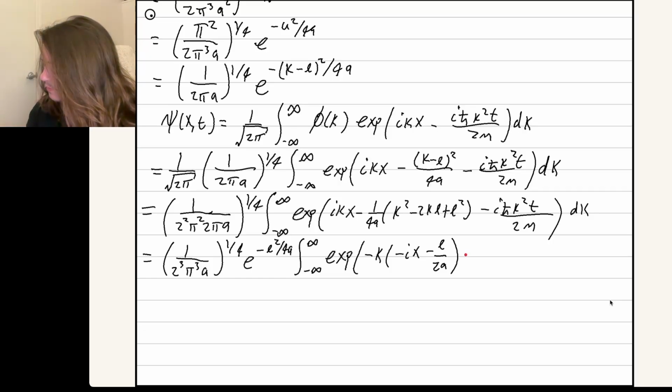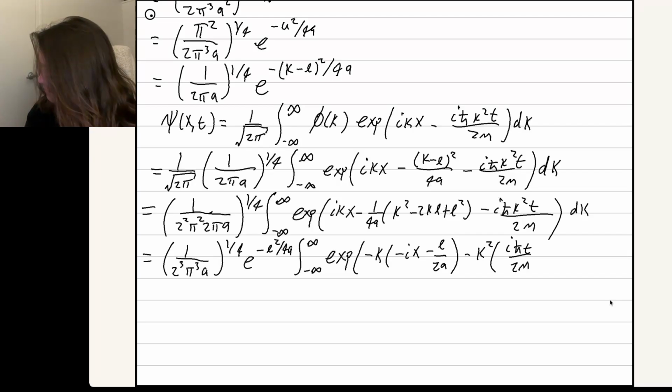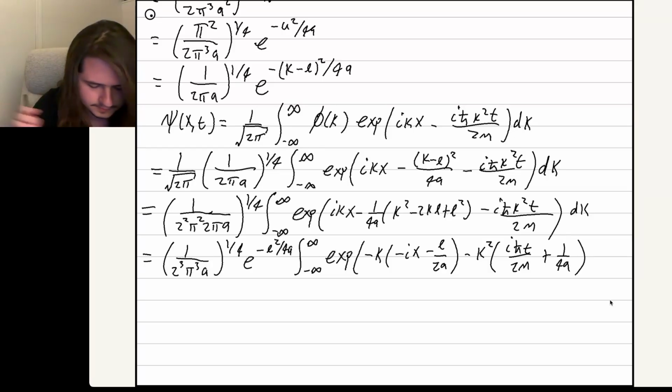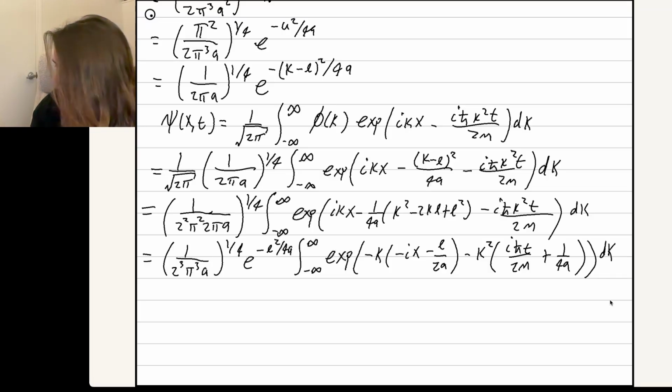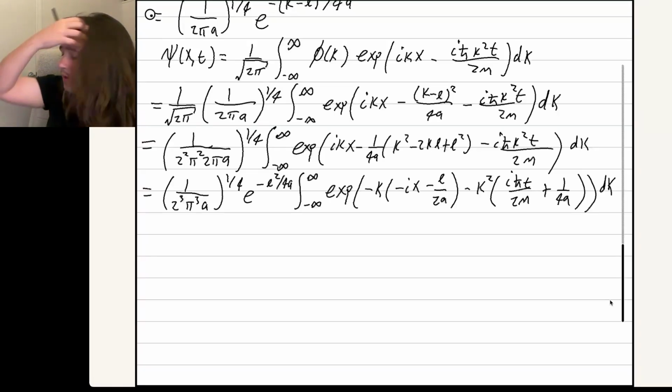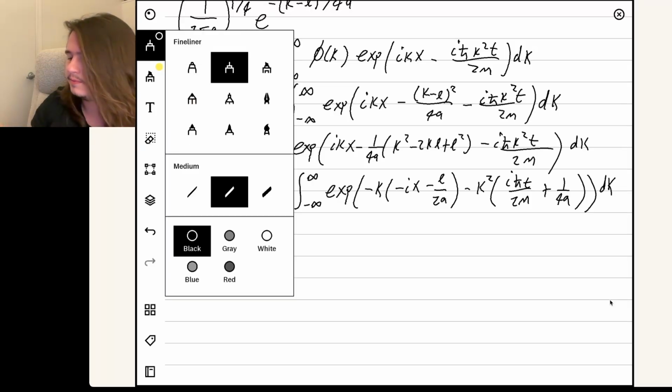And then also group together the stuff which is attached to minus k squared, which is going to be i h bar t over 2m plus 1 over 4a. Right. And then that's the sort of integral we're doing. So this is another complete the square type of integral.